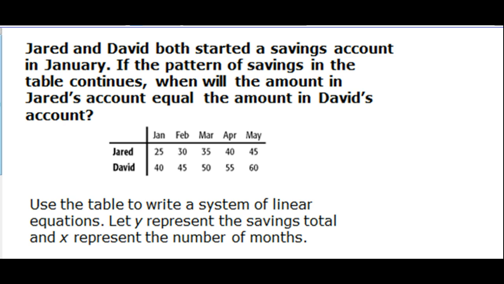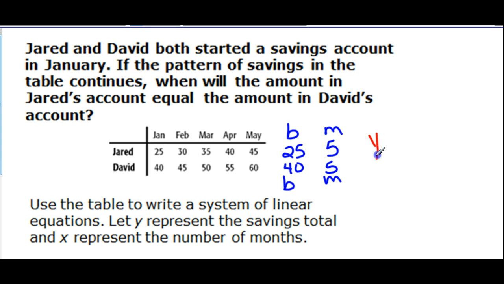Jared and David both started a savings account in January. If the pattern of savings in the table continues, when will the amount in Jared's account equal the amount in David's account? So the first thing we need to do is write an equation. We need two things. We need the y-intercept, our beginning value, and we need the slope or the rate of change. Here, so for Jared, the beginning value is 25, and he goes up how much each month? $5. All right, for David, the beginning value is 40, and he goes how much each month? $5.